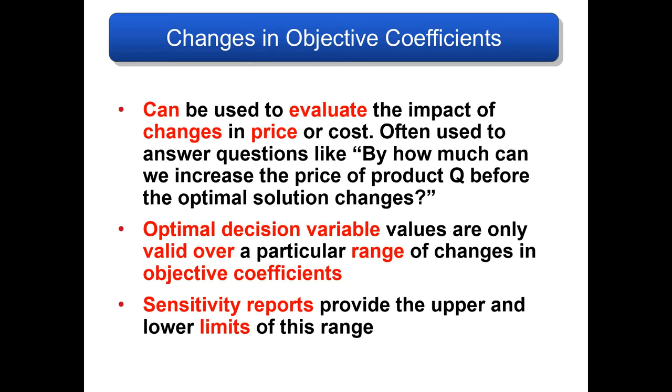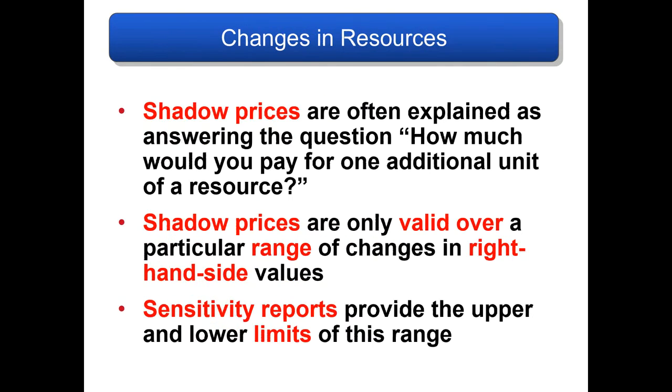Okay. Changes in the objective coefficients can be used to evaluate the impact of changes in price or cost. Again, usually our objective function is to minimize price or maximize profit, minimize cost, often used to answer questions by how much can we increase the price of product Q before our optimal solution changes. Okay. Optimal decision variables are only valid over a particular range, and we need to understand that range, and the sensitivity report allows us to do that.